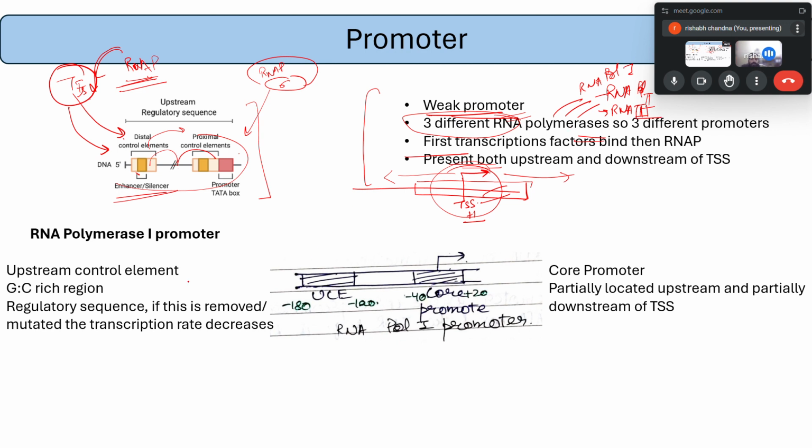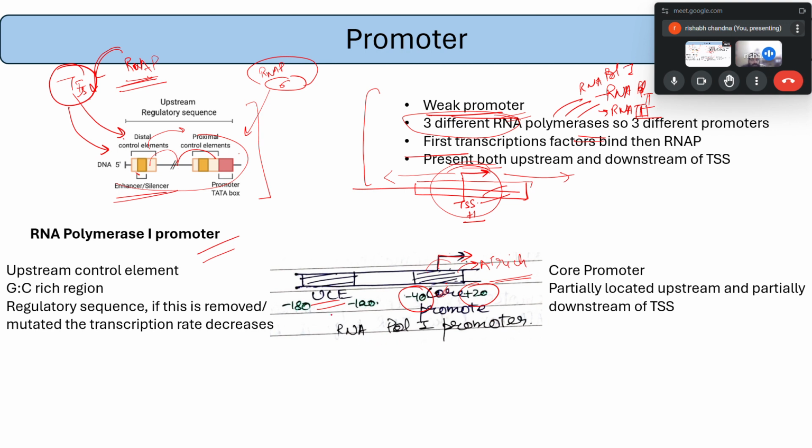Okay, now talking about the RNA polymerase 1 promoter, it has basically two components. One is the core promoter and one is the UCE, that is the upstream control element. The core promoter ranges from -40 to +20 region. So the transcription start site is basically in between this core promoter. Okay, and here the transcription bubble also starts. So this would be a bit AT rich sequence.